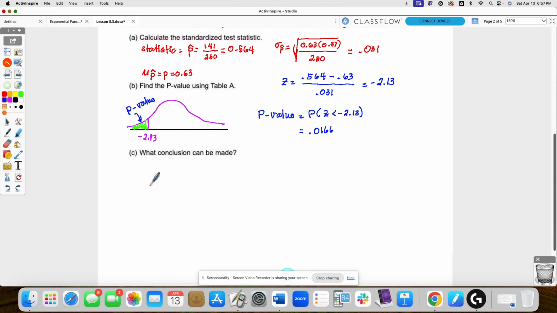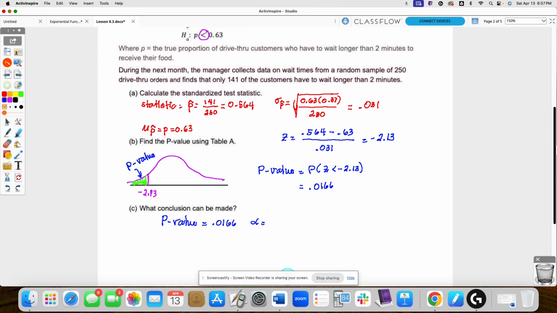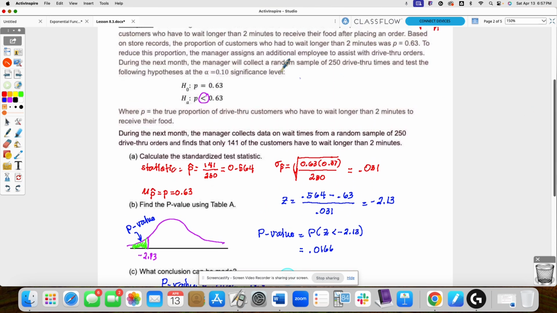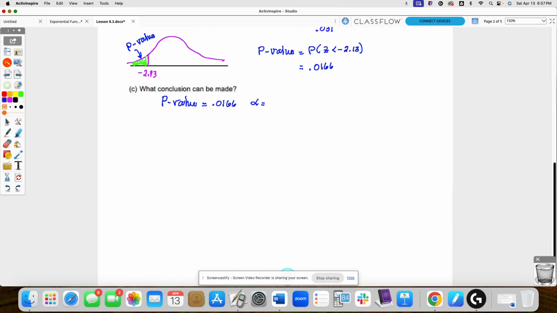So what conclusion can be made here? Now remember from the previous lesson, we will have to compare the p-value. In this case, our p-value is 0.0166. We will compare that with the significance level alpha. So what significance level did the manager choose? Okay, alpha is equal to 0.10 right here. So we compare the p-value with the alpha, and based on this comparison, we'll draw our conclusion.